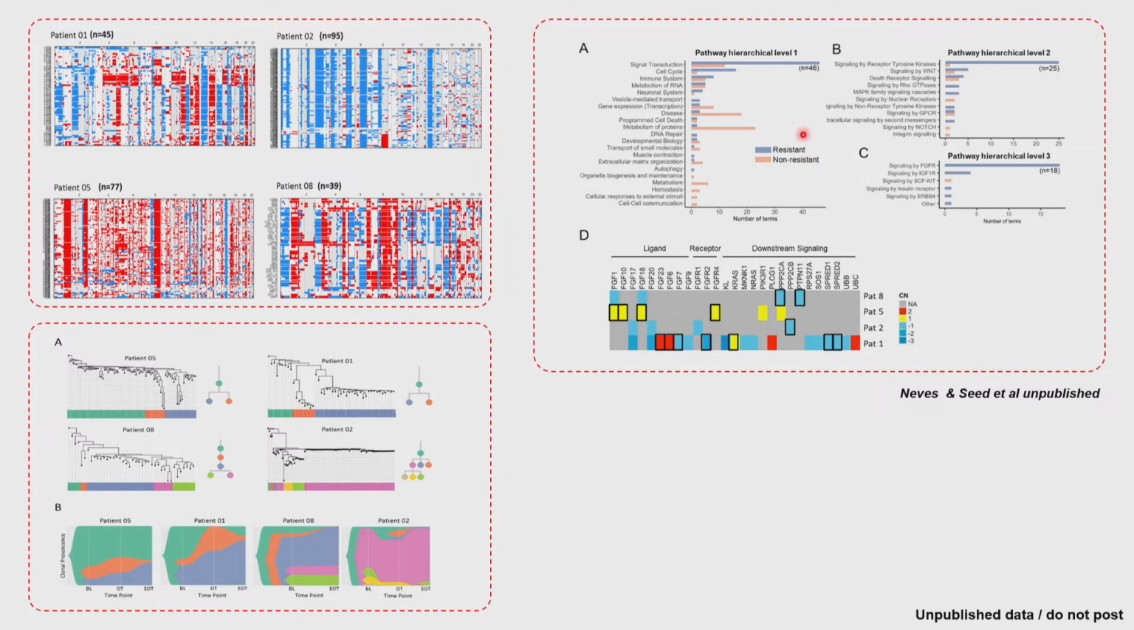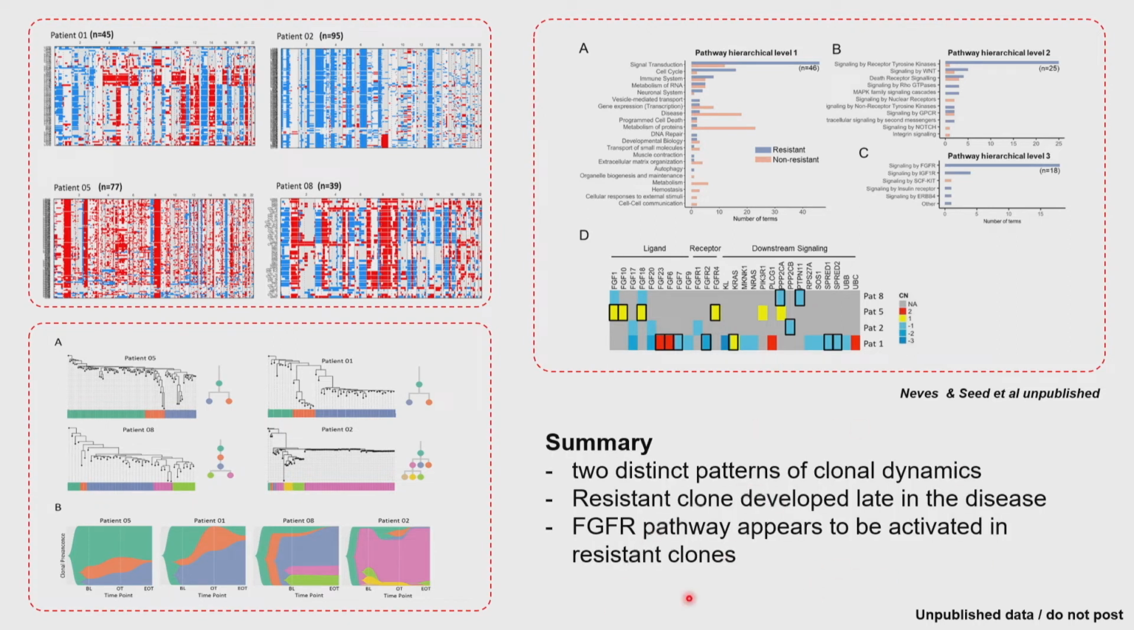However, we tried to do some pathway analysis here, and preliminary data show that here the FGFR pathway could play a role, but this needs to be, of course, further investigated. So these are two examples of what kind of information you can get from these CTCs.